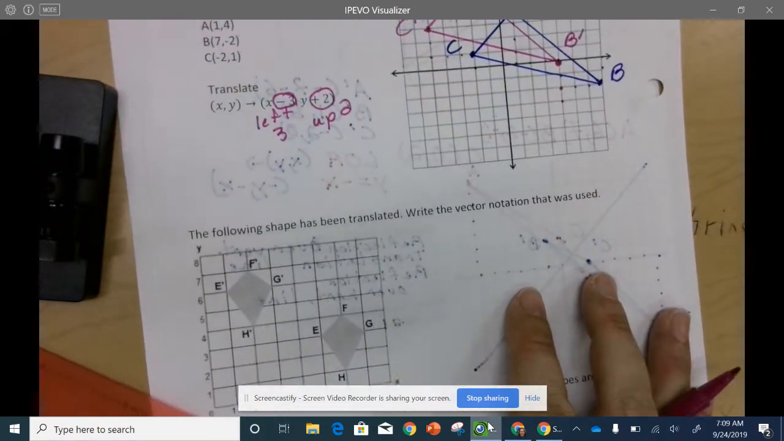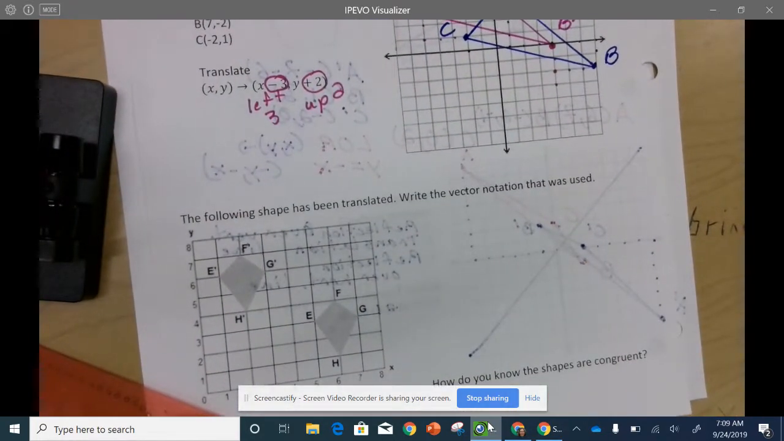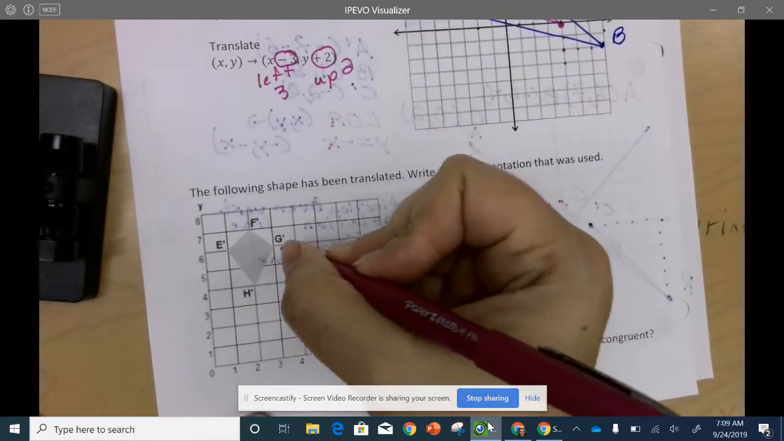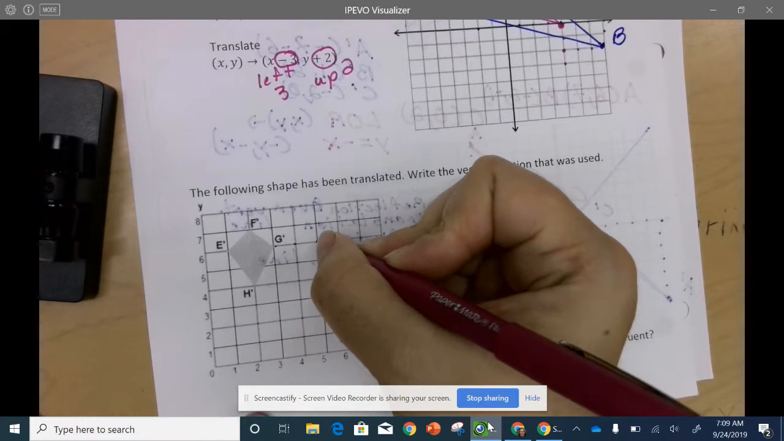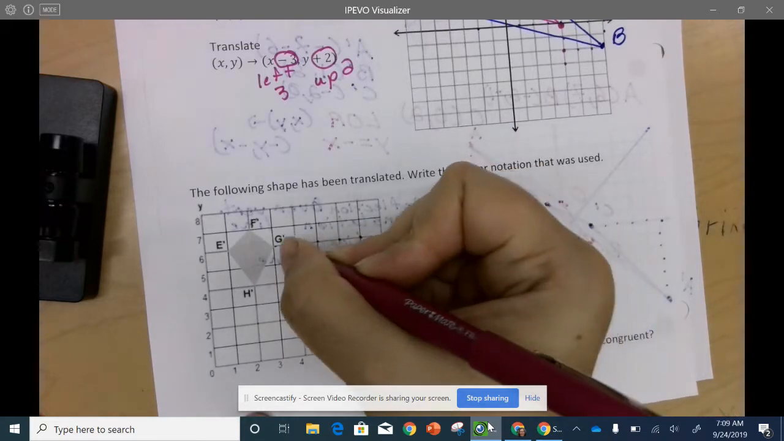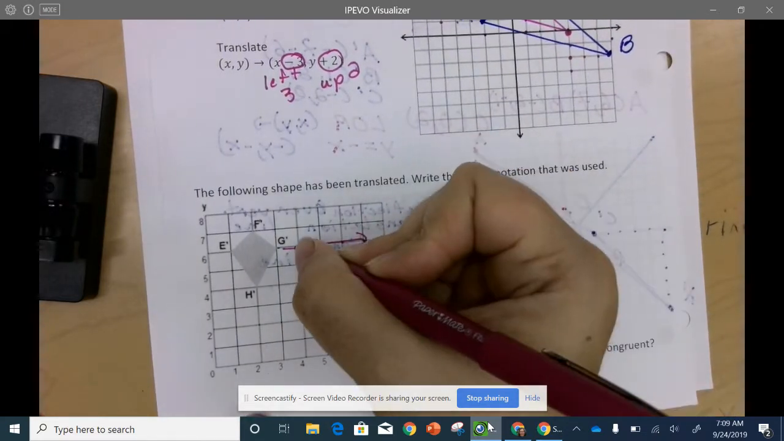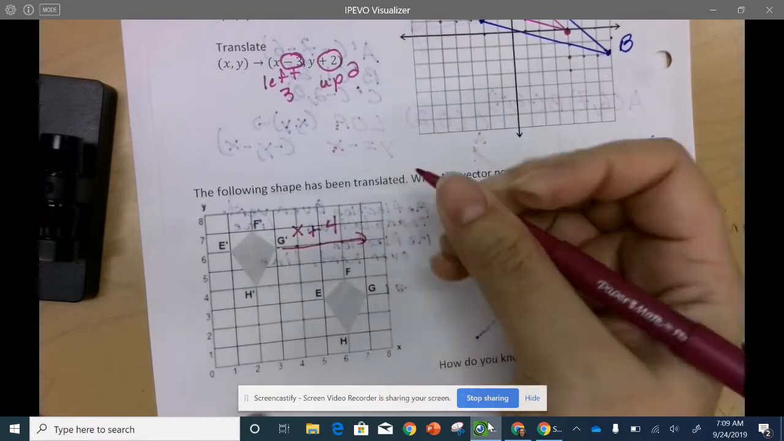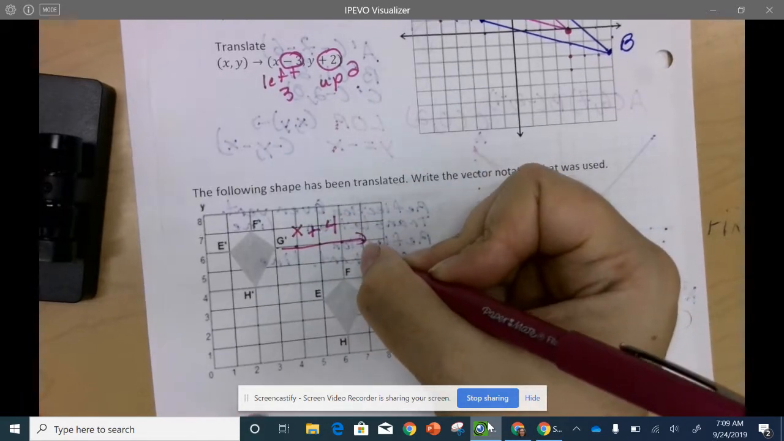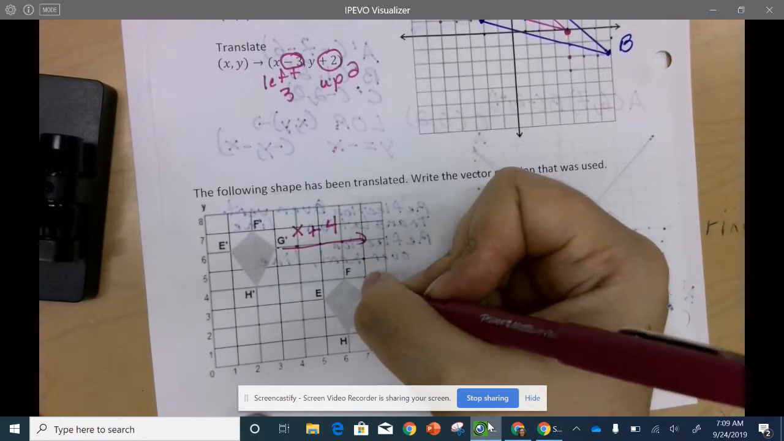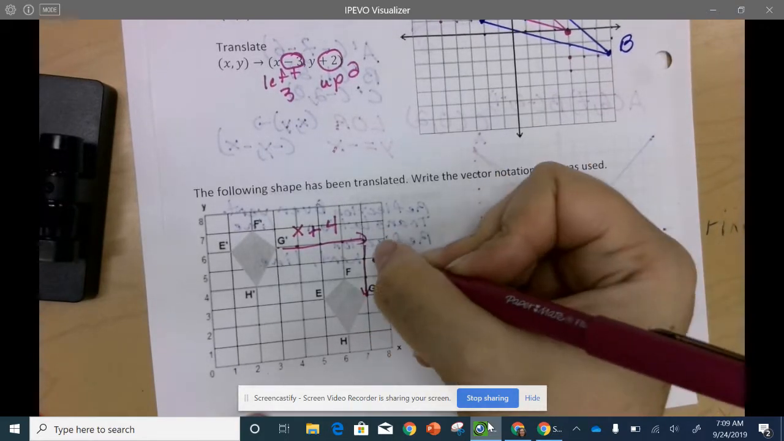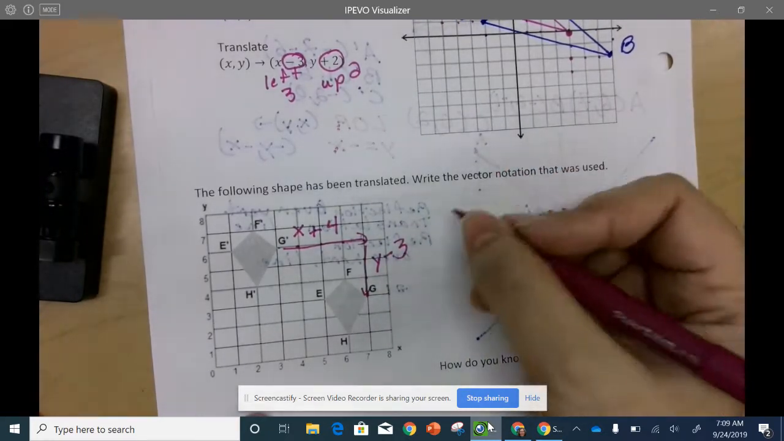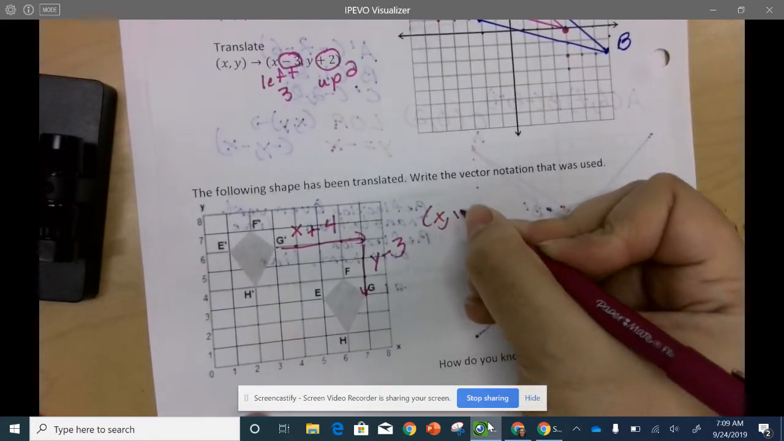Okay, so this one, it says the following shape has been translated. Write the vector notation that was used on this, everybody. So it went over 1, 2, 3, 4. Okay, so notice I start with this one. So +4. And then we're going down 1, 2, 3. So y -3.